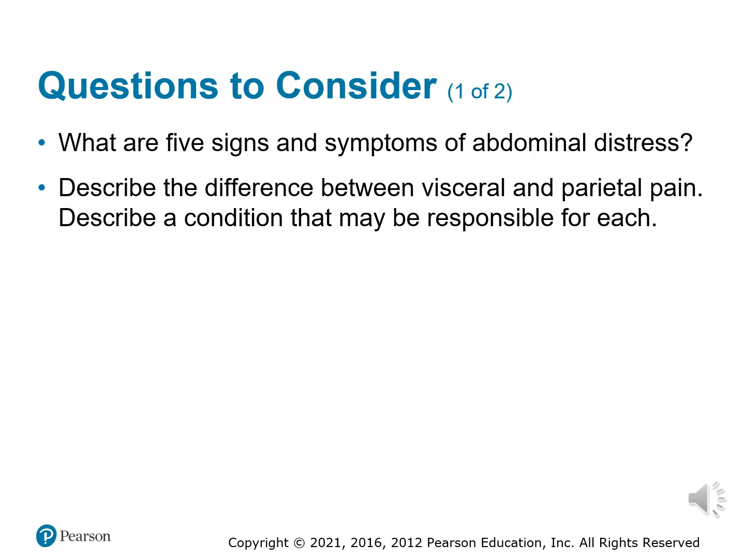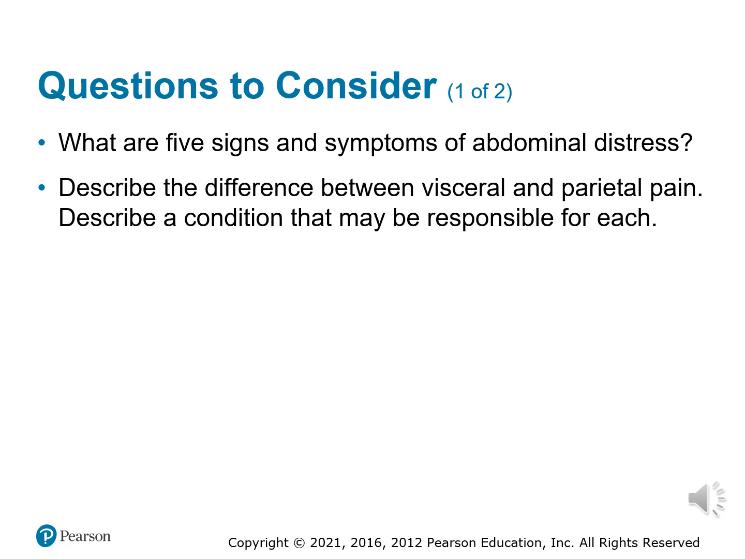Questions to consider. What are 5 signs and symptoms of abdominal distress? And describe the difference between visceral and parietal pain. Describe a condition that may be responsible for each. So remember, signs and symptoms of abdominal distress can include nausea, vomiting, diarrhea, pain, and distension.